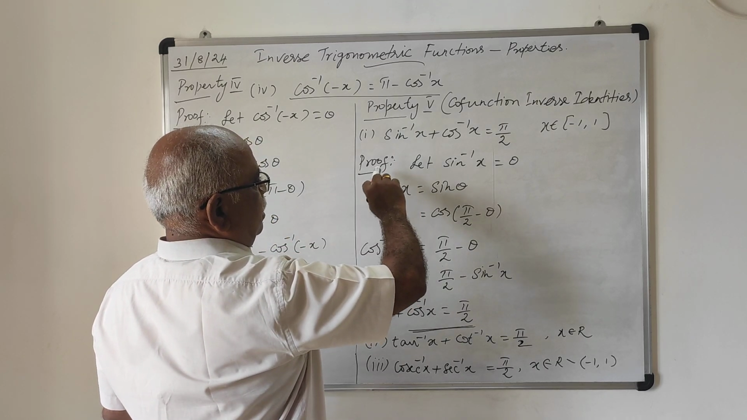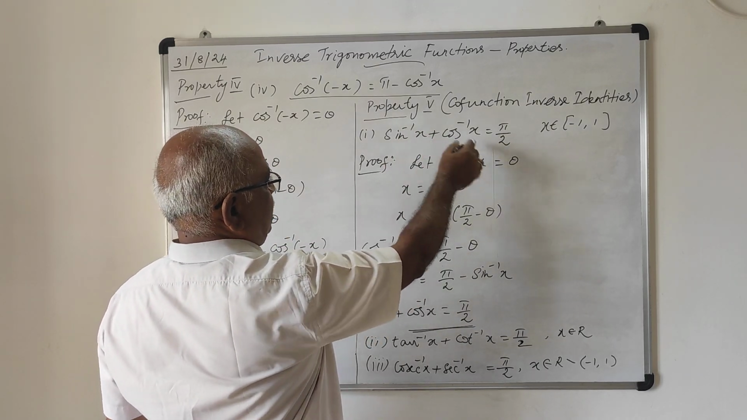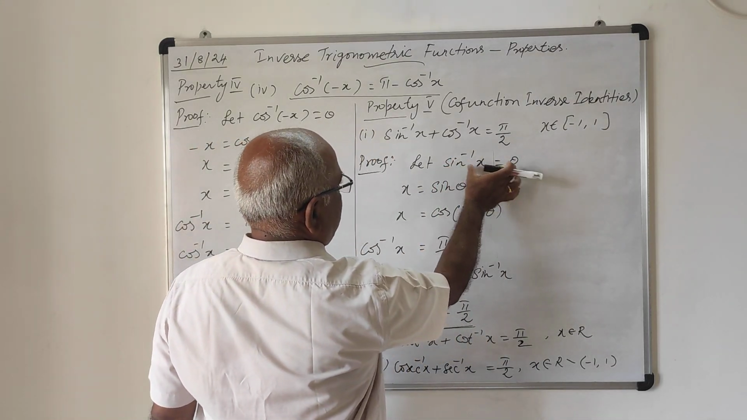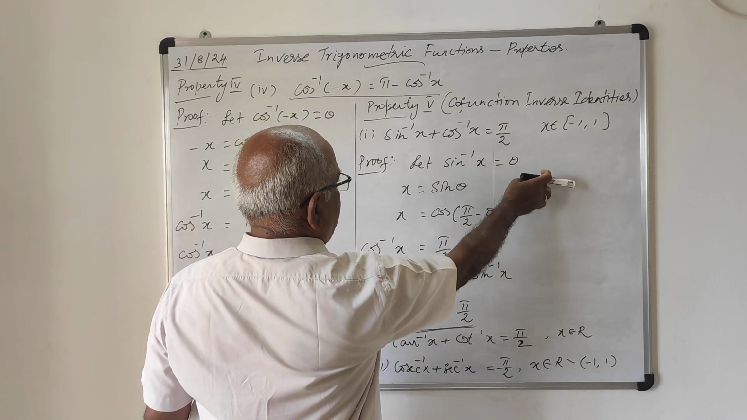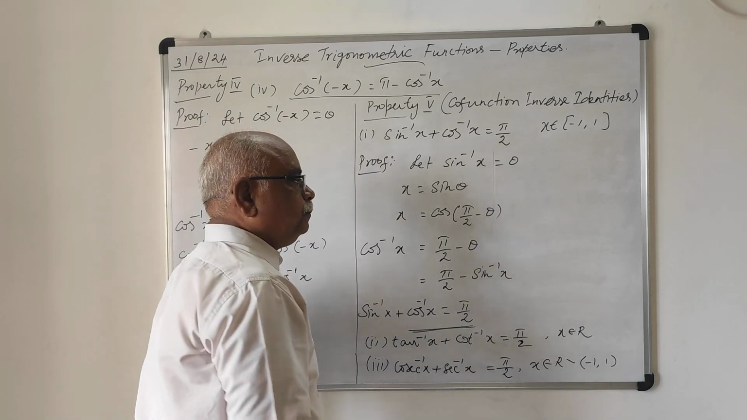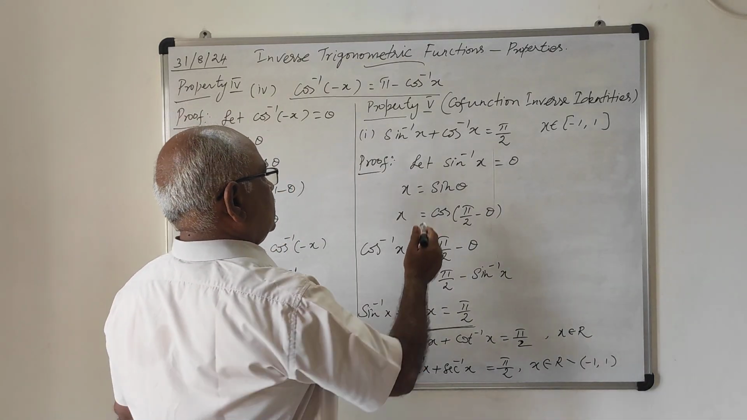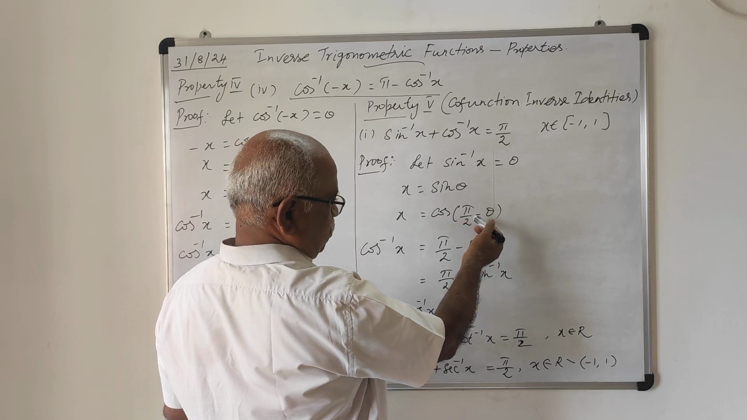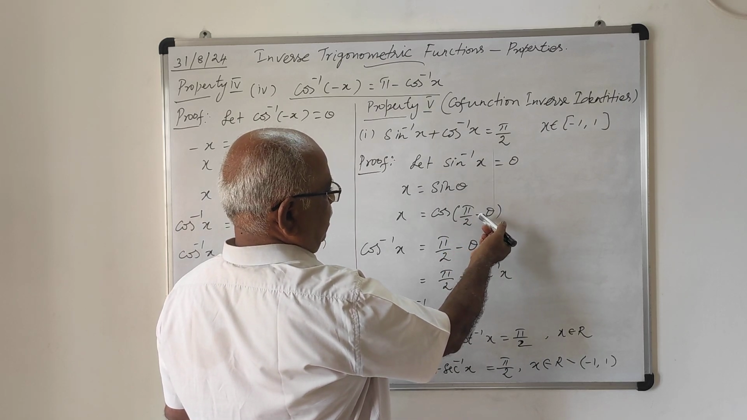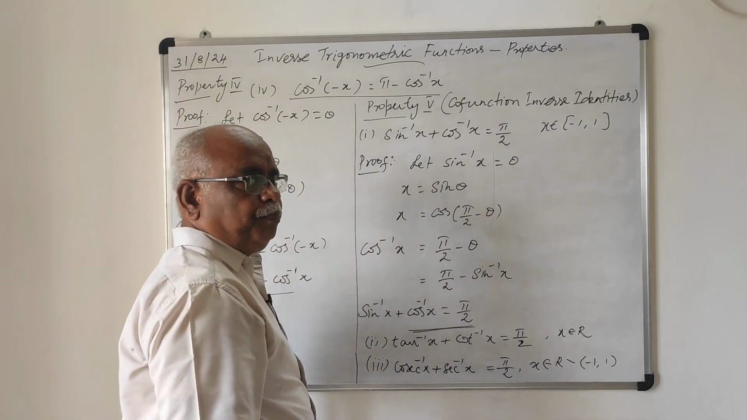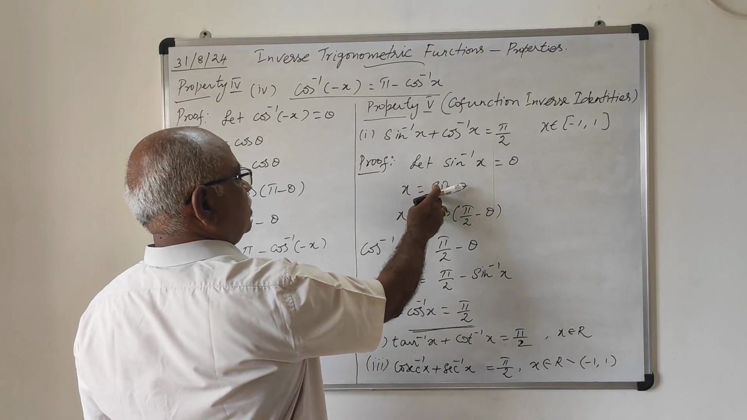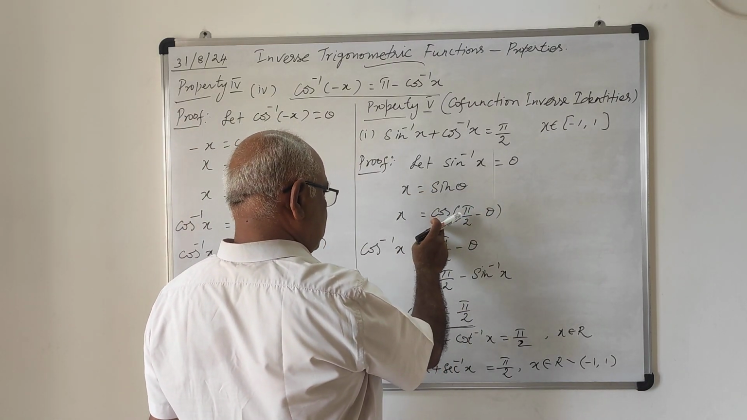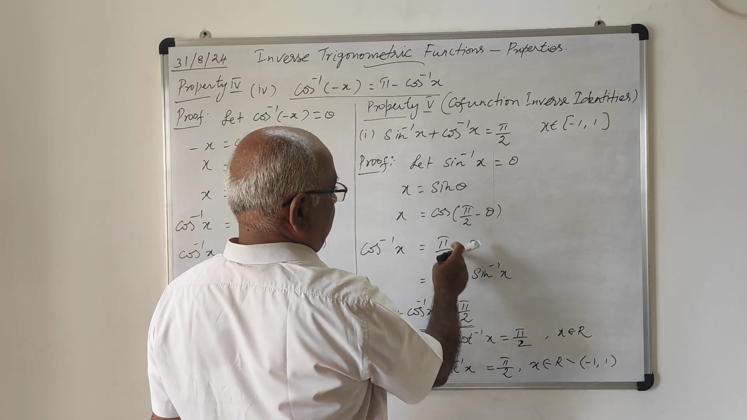To prove this, let us consider sin inverse x equal to theta. From this, x equal to sin theta, taking sin. So, sin theta is nothing but cos of 90 minus theta. Cos of 90 minus theta is in the first quadrant, so cos of 90 minus theta is sin theta. Therefore, I replace sin theta by cos of 90 minus theta. As usual, cos inverse of x equal to pi by 2 minus theta.